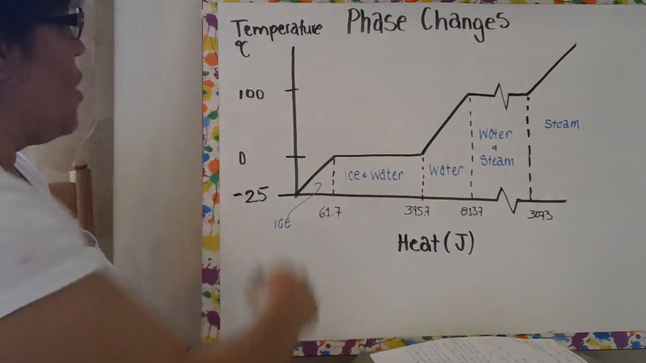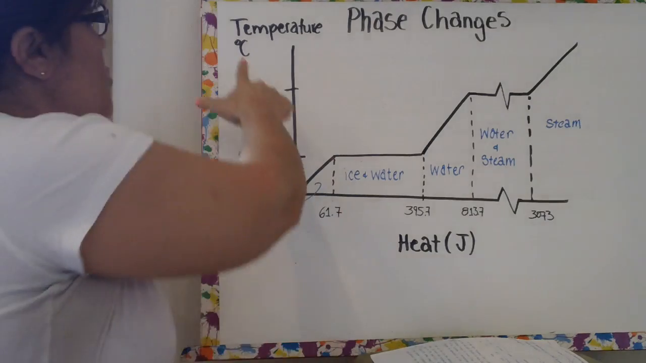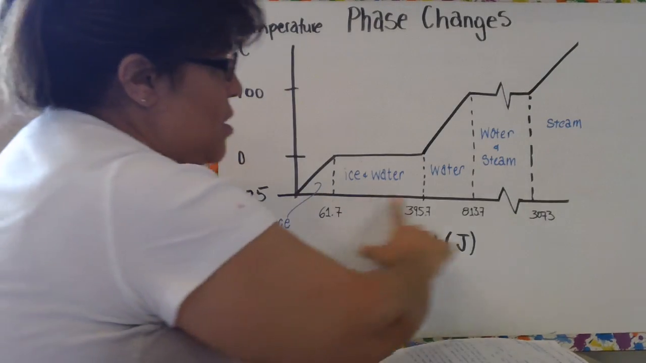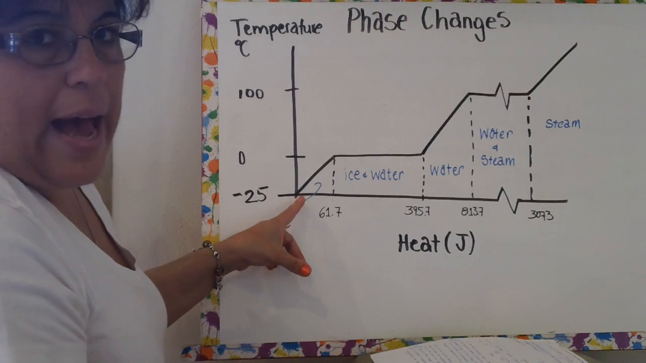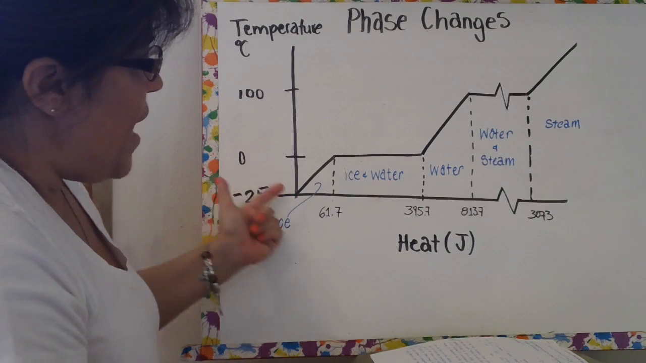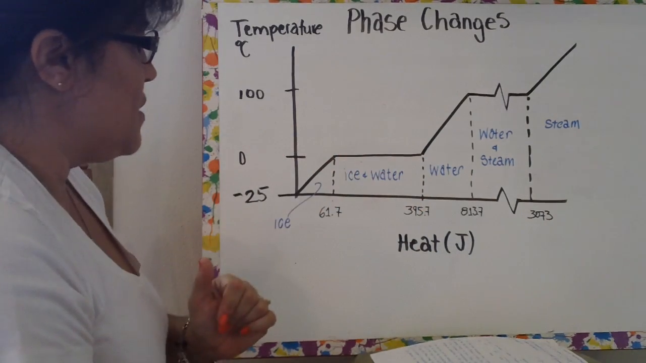So here I have a chart, and on my y-axis is the temperature, and we're going to be talking about the temperature in degrees Celsius, and then we're going to be talking about the heat that's going to be added. So we're going to start here at 0 heat added, then we're going to turn the stove on, and heat is going to be added more and more to this substance, and in this case it's going to be water.